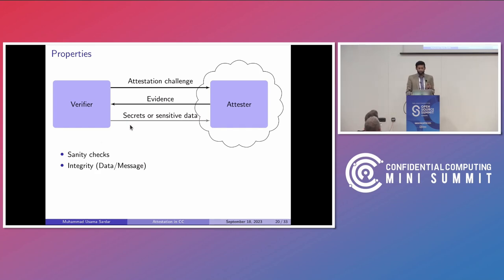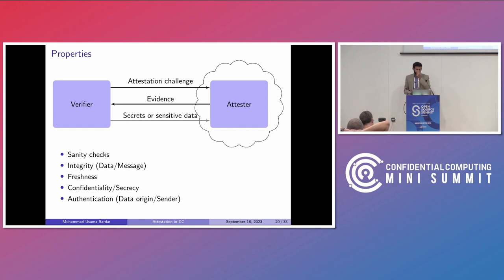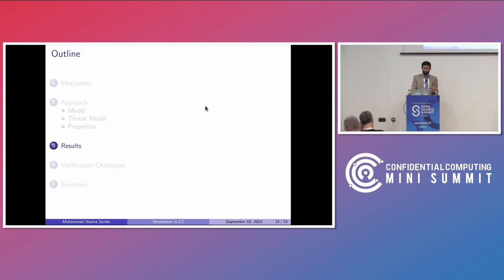Integrity of the data, that is, this evidence is not modified by the adversary, or at least we can detect that. Freshness of this evidence, that it cannot be replayed. Confidentiality, meaning that the attestation related keys, which I showed in one of the slides for ARM and TDX, are protected. The adversary cannot see or generate them. And authentication, which is very closely related to integrity, but precisely about the data origin, whether we are talking about verifier authentication or attester authentication.